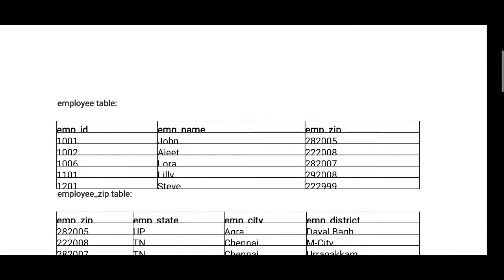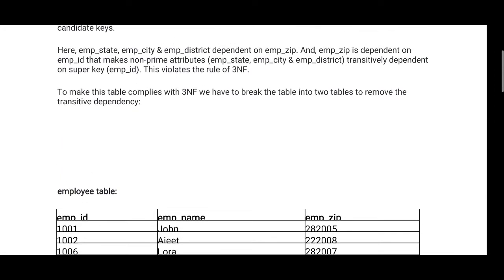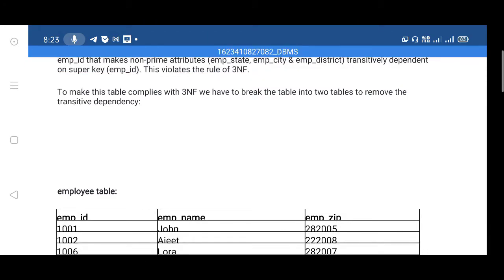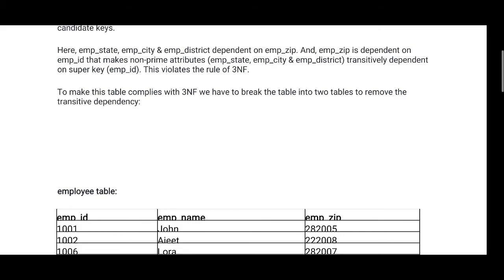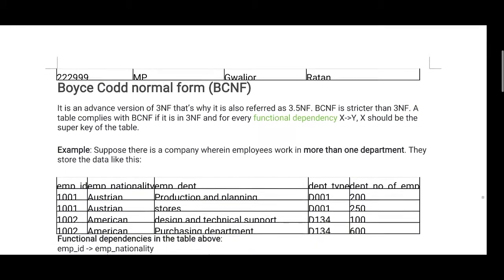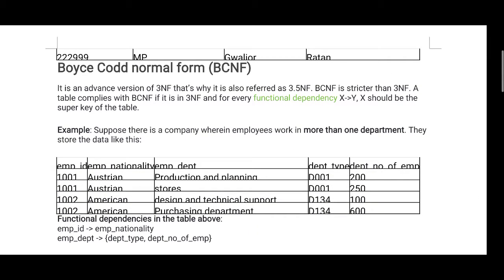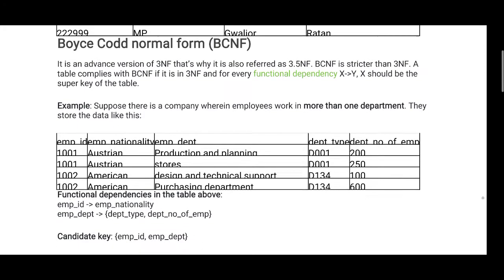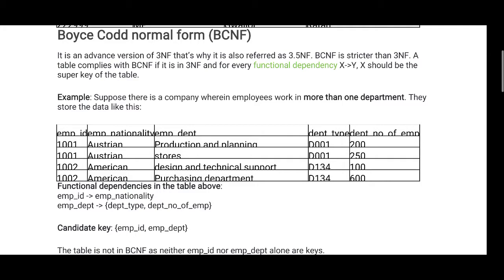Here the table is in third normal form. Next one is BCNF, Boyce-Codd normal form. It is an advanced version of third normal form. That way it is also referred to as 3.5 NF.